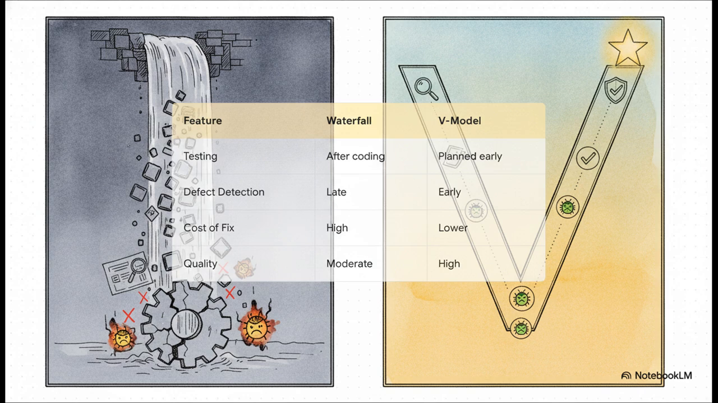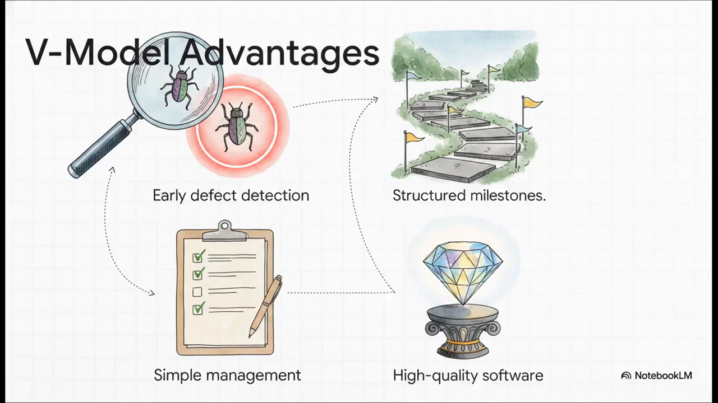In waterfall, testing happens entirely after coding, meaning you find defects late. That makes the cost of fixing bugs incredibly high. But look at the V model. Because you're planning your acceptance and system tests early, while you're still just designing the software, you detect defects early. This significantly reduces the cost of fixing bugs and elevates the overall quality of the final product from moderate to high. Now, if you're taking notes for an exam, these are the key advantages you absolutely must memorize.